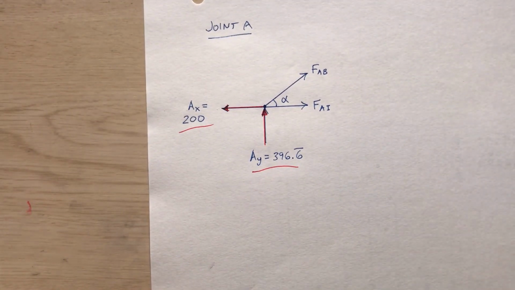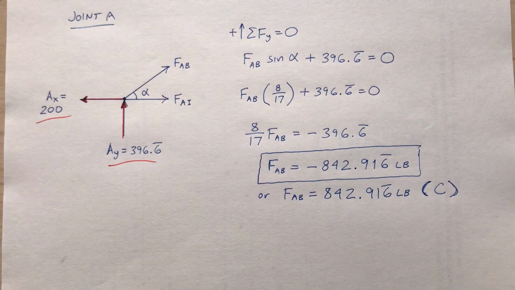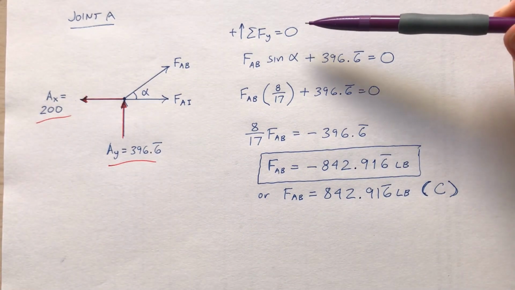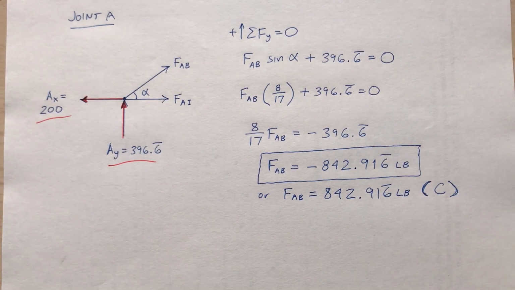Okay, so for this joint, it has to be in equilibrium, so the sum of the forces in the x direction has to be 0, and the sum of the forces in the y direction has to be 0. So I'm going to write two equations based on that. And there it is. The sum of the forces in the y direction is 0. I did that part first.